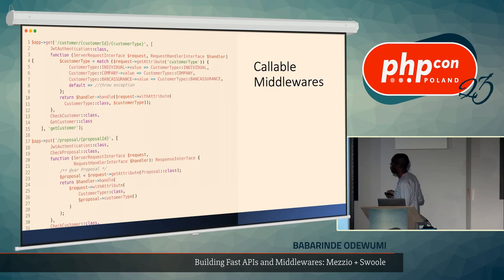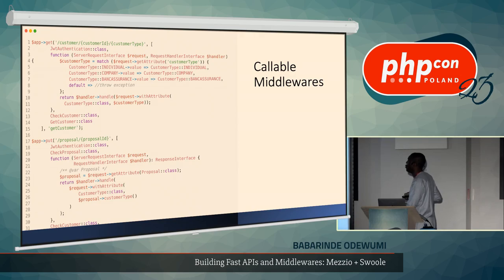So I have different types of customers and I can do all sorts of things that I need to do here. Now in the next case, which is also similar, I have the JWT authentication. I have a check proposal middleware that validates whether a proposal with the ID exists in my DB and makes that available to the next middleware. In the next middleware, I am interested in getting that proposal out of the system and setting the attribute type of the customer from the object that was validated here.